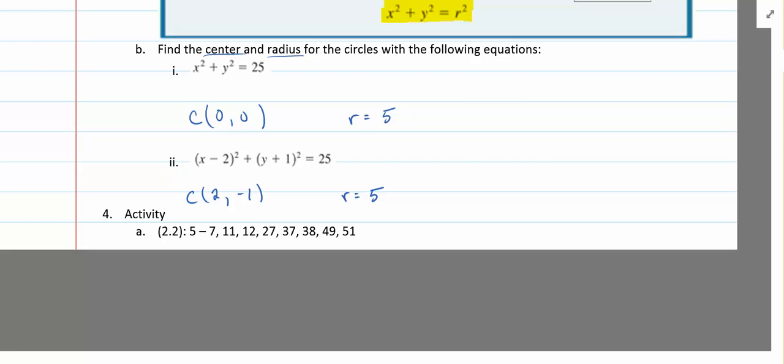For the practice problems that we'll complete in class tomorrow, they're in section 2.2, numbers 5 through 7, 11, 12, 27, 37, 38, 49, and 51.